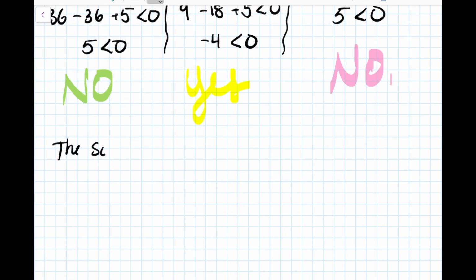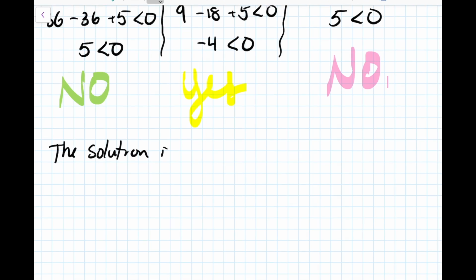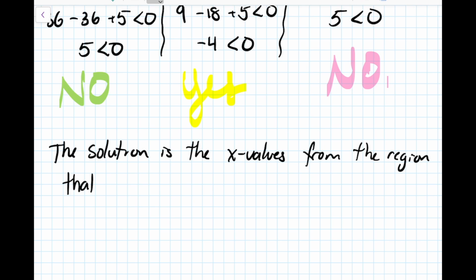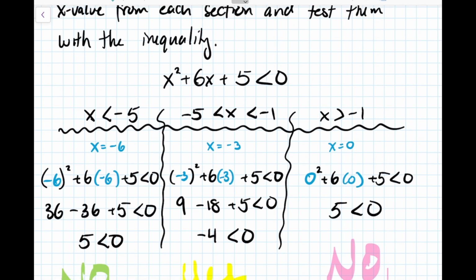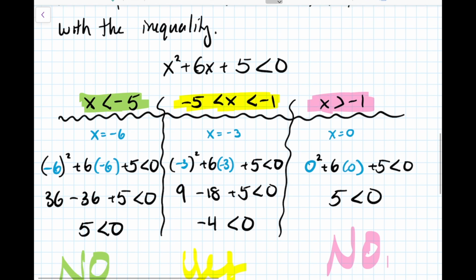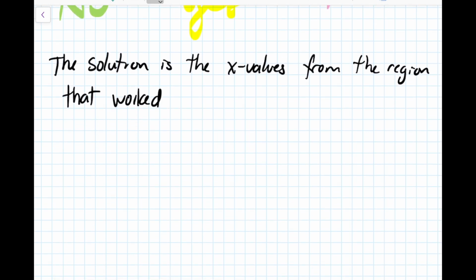All right, and so our solution is just going to be the x values from the region that got us the thing that worked, which in this case was the middle. And so we've already done all of the labor to get our answer already set up. So it's just going to be these domains up here. So we had this green domain, that one didn't work, this yellow domain, which did work, and this pink one, which didn't. So it's just going to be that one that we highlighted in yellow. And so our answer is -5 is less than x, which is less than -1.